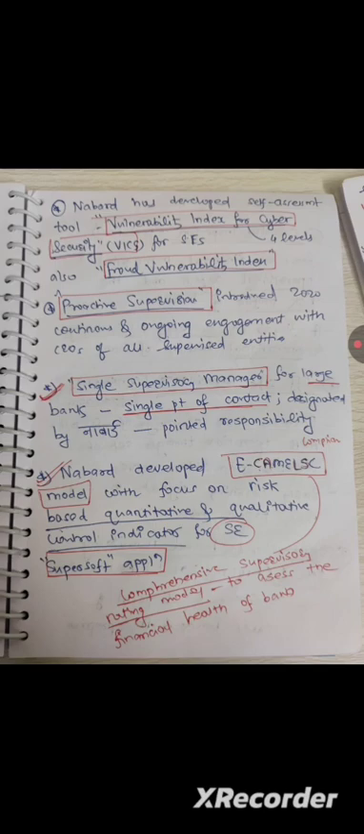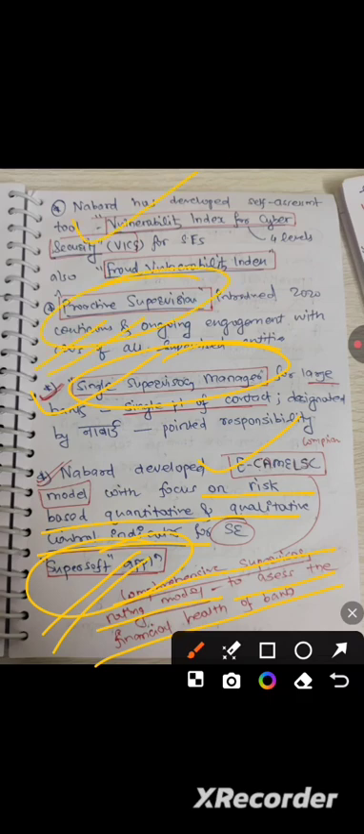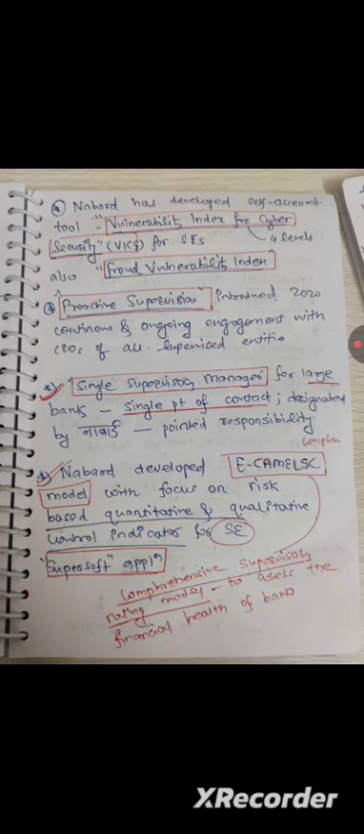The e-CAMELSC is a comprehensive supervisory rating model introduced by NABARD for rural cooperative banks in India, and it monitors evolving risks, evaluates financial stability and ensures compliance with regulatory standards. Here also I have mentioned that it is a comprehensive supervisory rating model to assess the financial health of the bank. You must understand this risk-based quantitative and qualitative control indicator. Then the single supervisory manager for large banks, the SuperSoft software. This is very important. Proactive supervision and the vulnerability index for cybersecurity, fraud vulnerability index. Okay, that's it. So in the supervision function of NABARD, you need to focus on this much information.